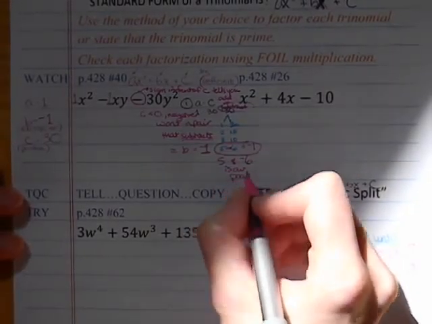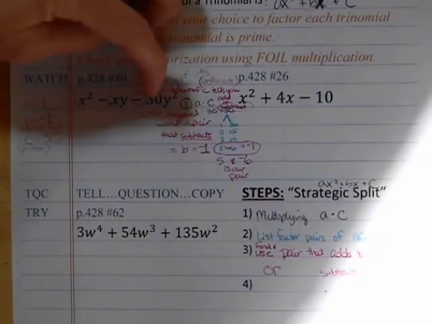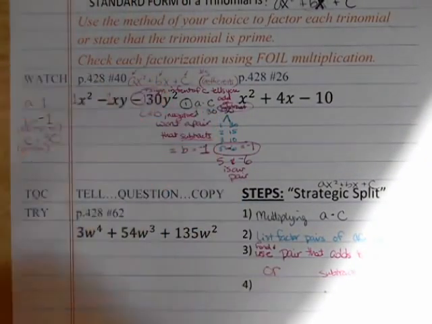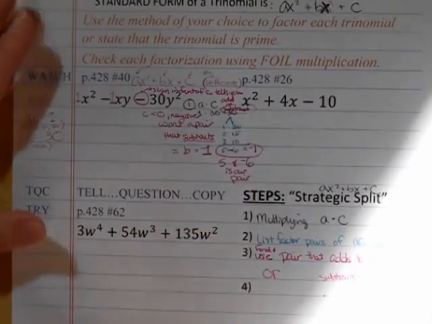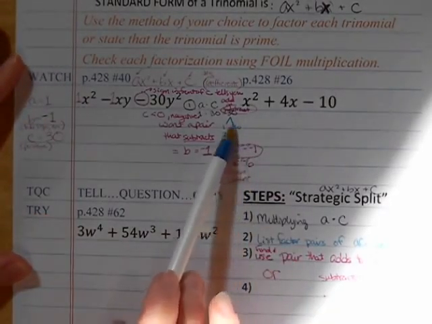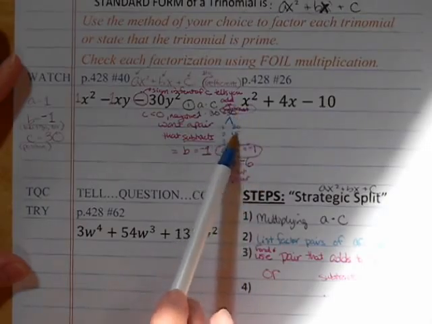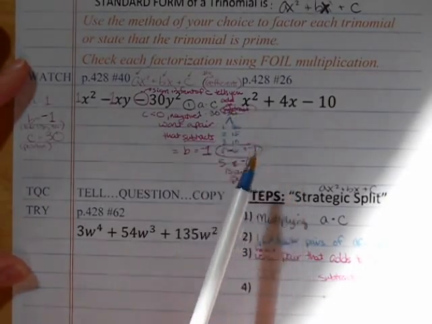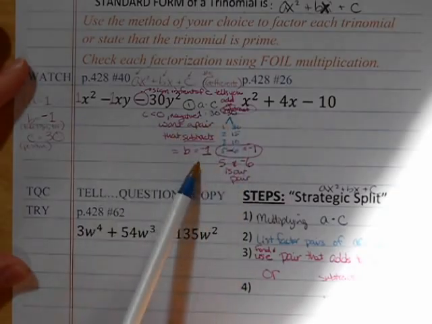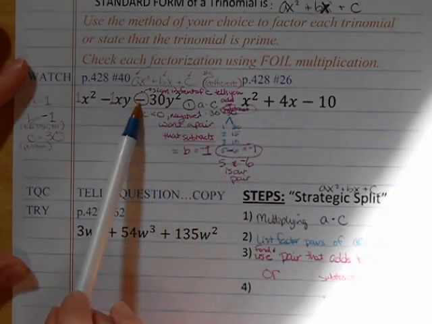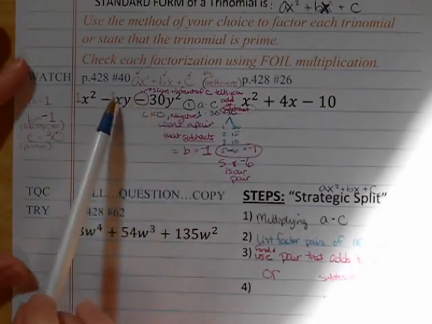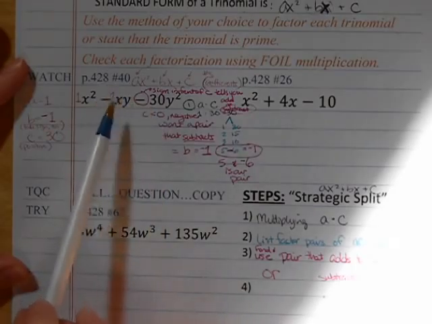5 and negative 6 is our pair. So we took our c value, we listed either on paper or in our head the factors. We picked the pair of those factors, meaning 5 times 6 equals 30, 3 times 10 equals 30, 2 times 15 equals 30, 1 times 30 equals 30. We picked the pair that subtracts. Why subtract? Because the sign in front of the 30 was negative. That subtracted to get us our b value in front of the middle term, the negative 1.